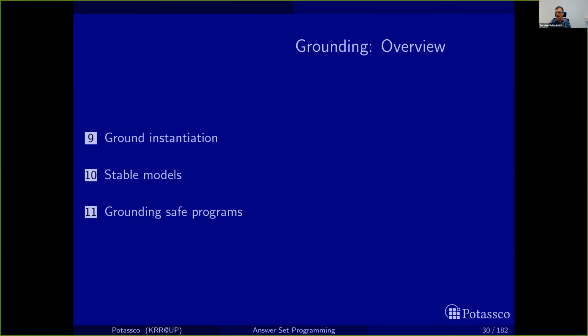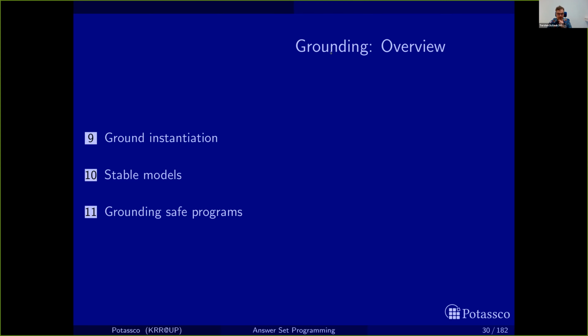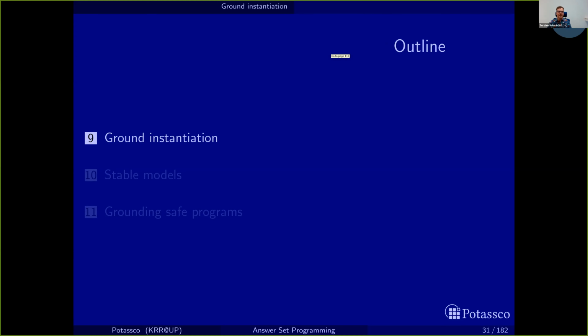Let's briefly look at grounding. And keep in mind, in a workflow, we have a program with variables, and grounding is more or less the process that systematically eliminates all these variables by ground terms. Yes. And again, I will not go into details, more or less just hand wave a little bit here. Ground instance, what is this, by the way?